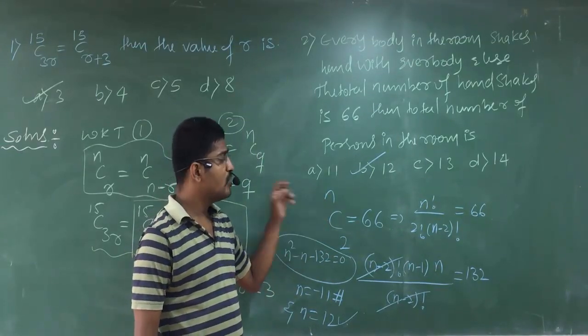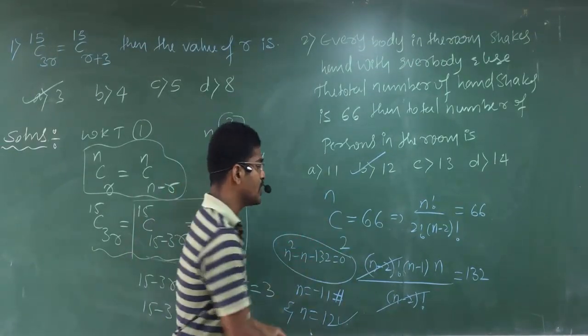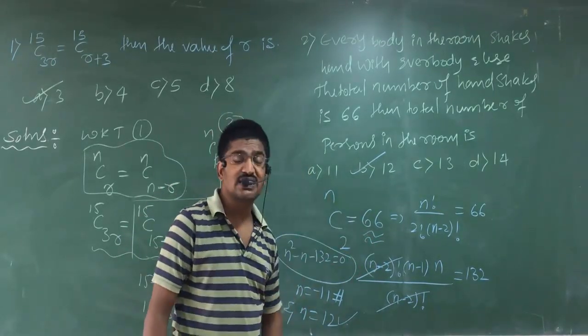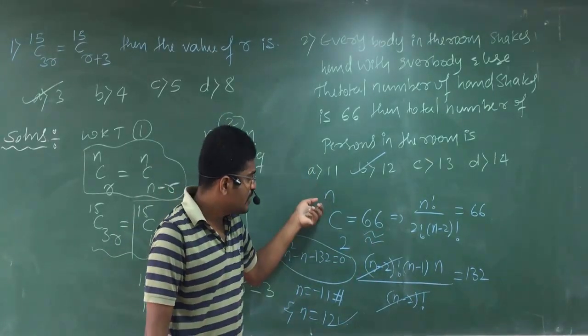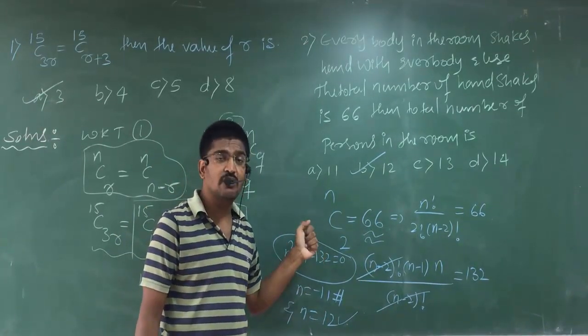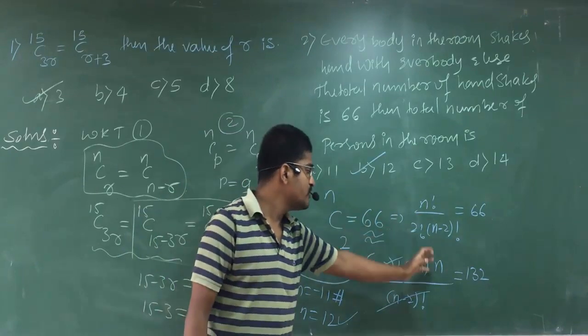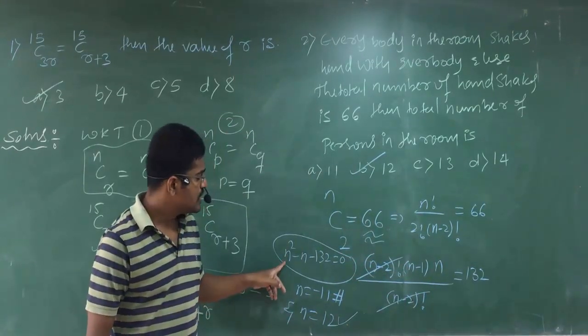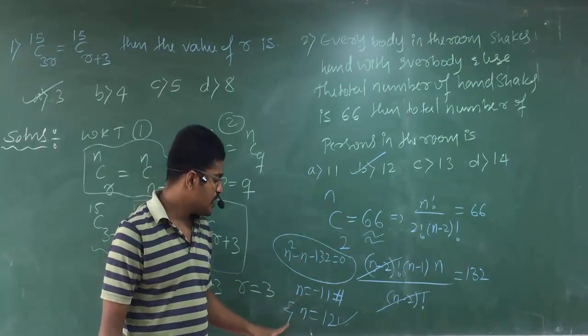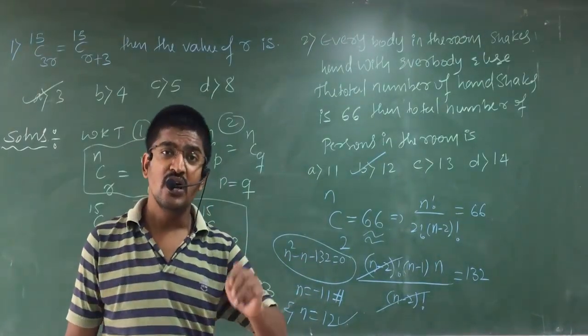So here I want to calculate n, where we have a total of 66 handshakes. Clear? For those 66 handshakes from n people, I am going to calculate n, that means the total number of people. If I simplify this, you are going to have n square minus n minus 132 equal to 0, n equal to minus 11 and n equal to 12.